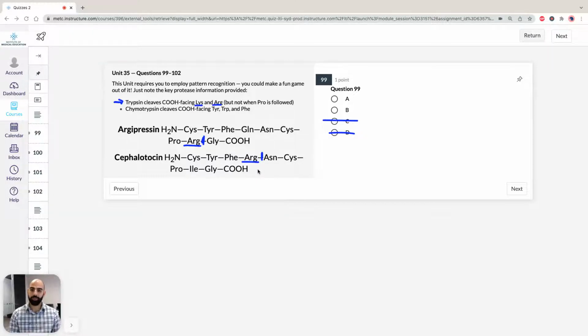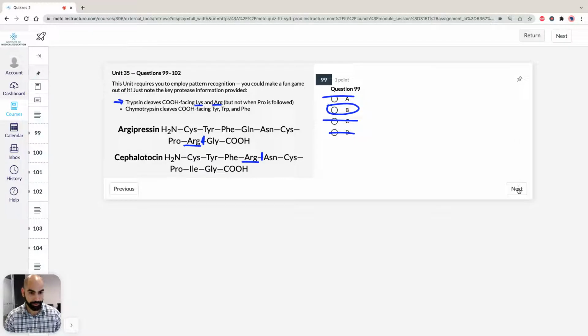Before we say the answer is B, both argipressin and cephalotocin, just make sure you double check, because in future GAMSATs you might overlook this and get the answer wrong. We're told not when proline follows. If this was a proline, cleavage wouldn't occur. So double check that in the exam. But in this instance, we're lucky it's correct. So the answer is B, argipressin and cephalotocin, but not oxytocin and octopressin.